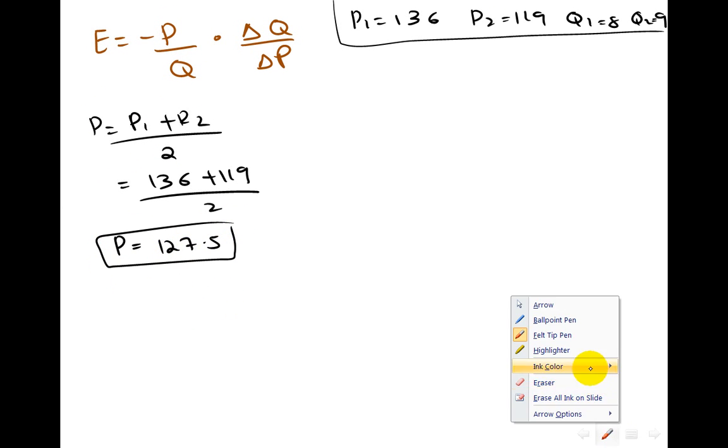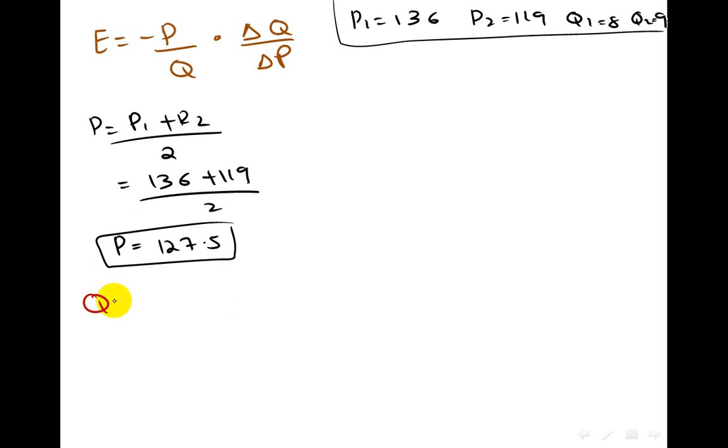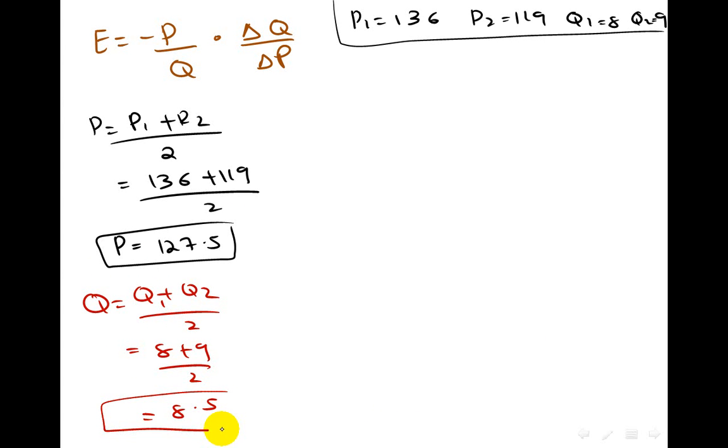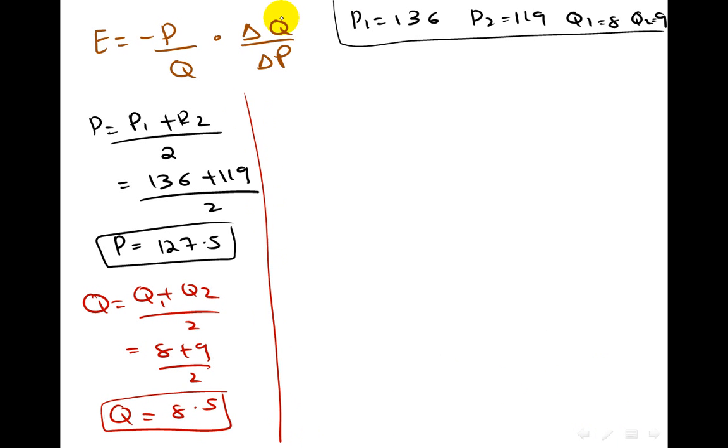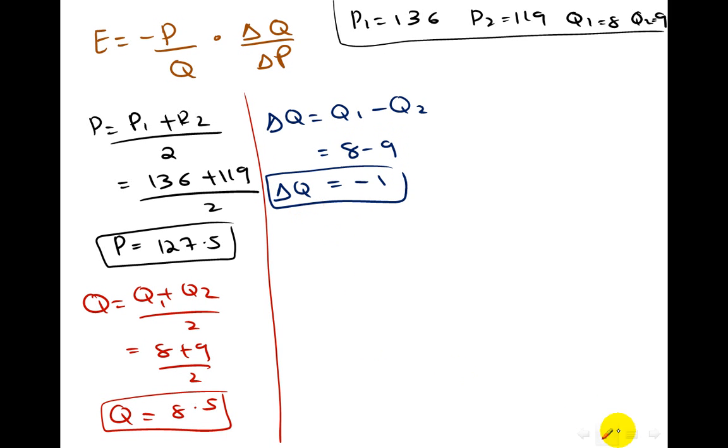And you're going to do the same thing for the quantity. Q will be Q1 plus Q2 divided by 2, which is 8 plus 9 over 2, which will give me 8.5. This is the value of Q. Now I'm still supposed to find the value of change in Q and change in P. What does change in Q mean? It means Q1 minus Q2. So here it's going to be 8 minus 9, which will give me negative 1. So this is my change in Q.